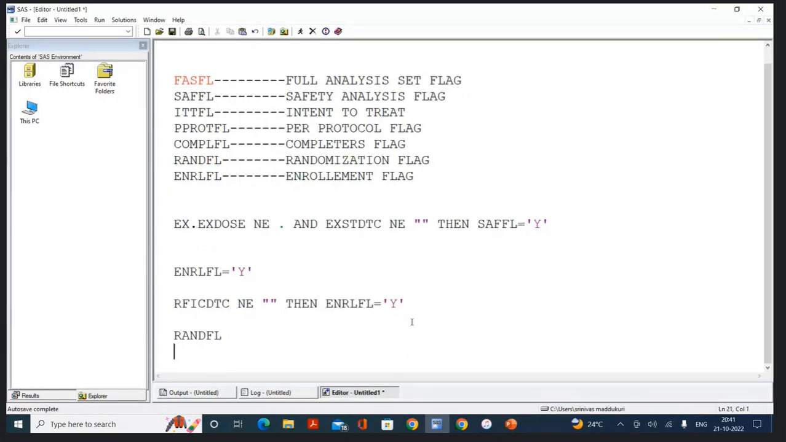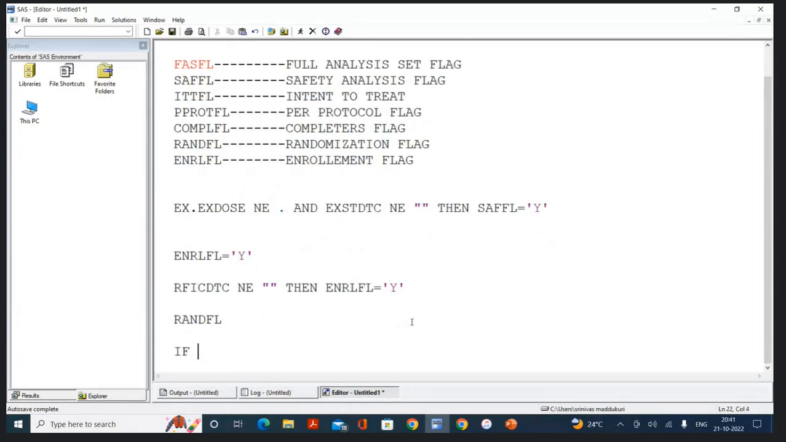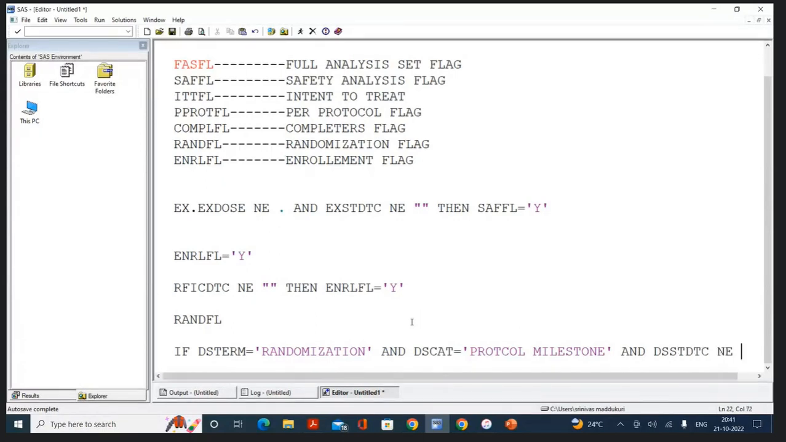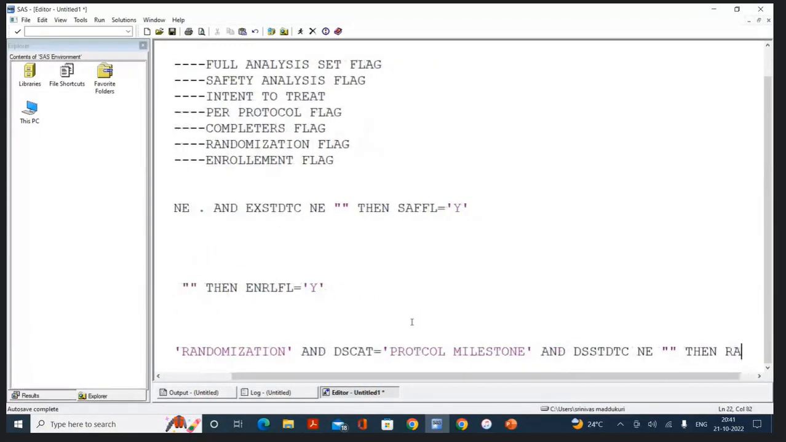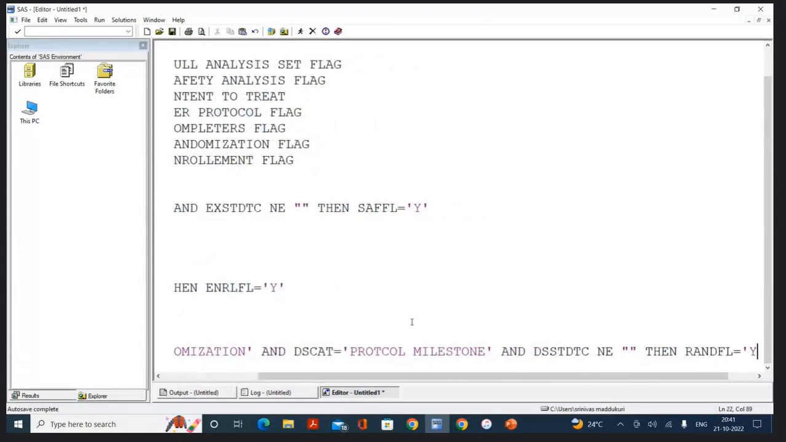And how are we going to create it? If DS term is equal to randomization, then what should we do? And DS cat is equal to, tell me, when we have randomization, what is the DS cat going to be? Protocol milestone, and DS SCDTC not equal to missing value, then RANDFL is equal to Y.